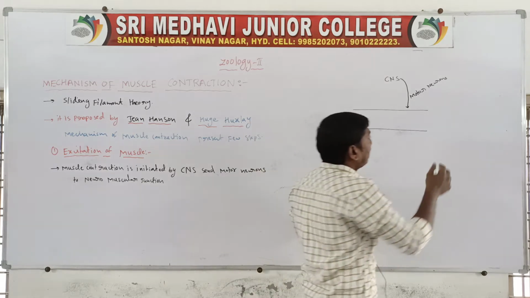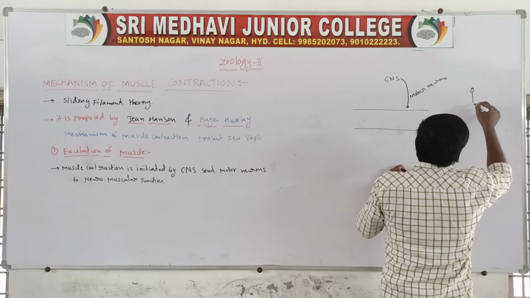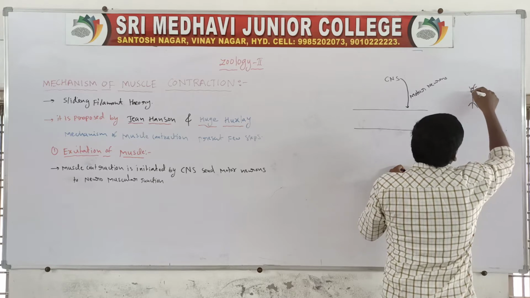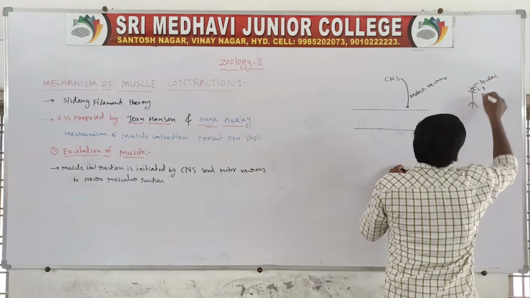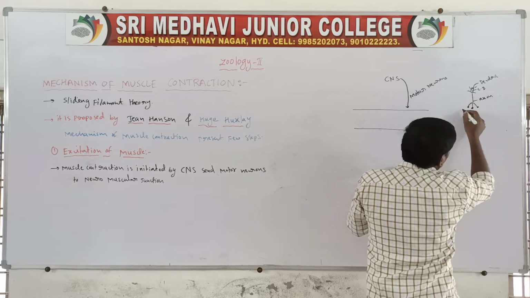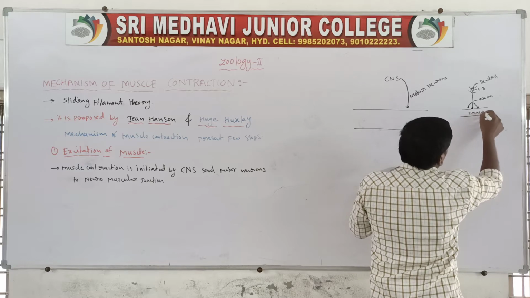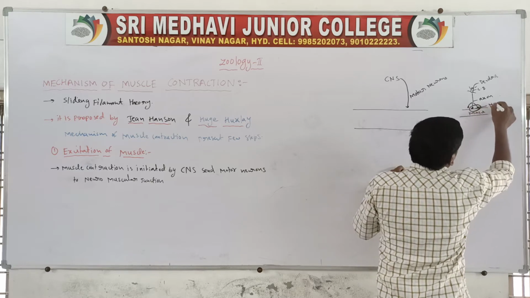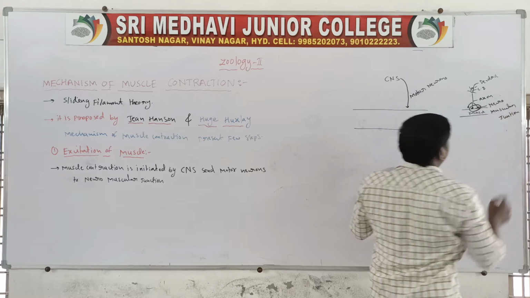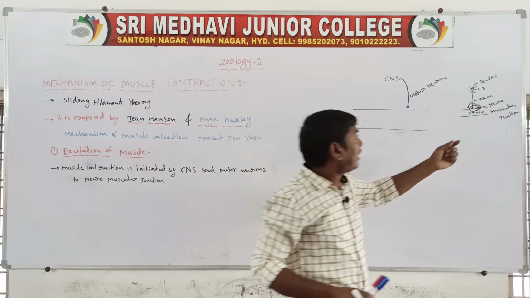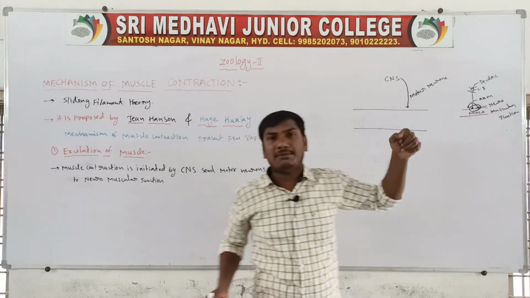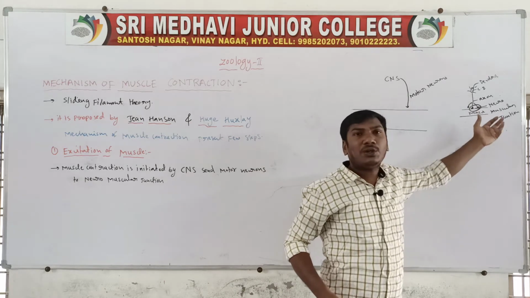The neuromuscular junction means, for example, this is the cell body, these are the dendrites, and this is the axon. The axon contains axon terminals, the telodendria. The telodendria connect to the muscle fiber, and this region is called the neuromuscular junction. Understand? So the neuron contains a cell body, dendrites and an axon, and the axon ends in terminal branches called telodendria, which connect to the muscle fibers. This region is called the neuromuscular junction.